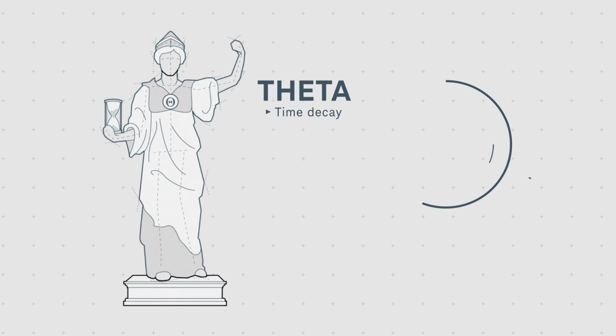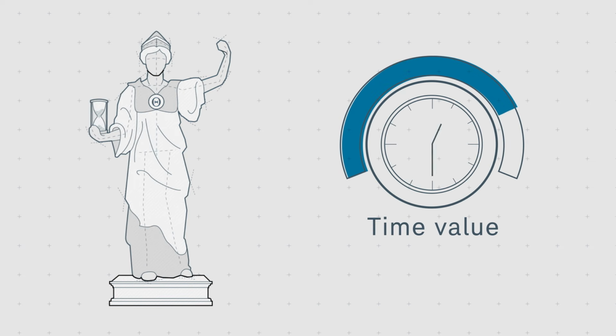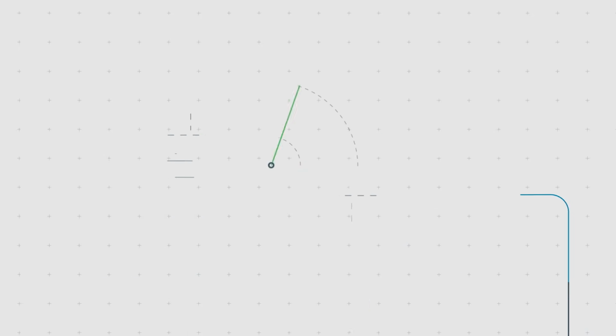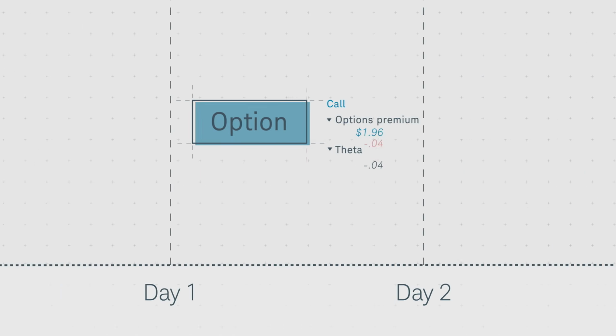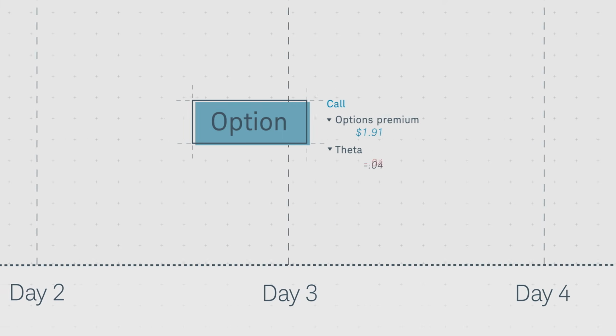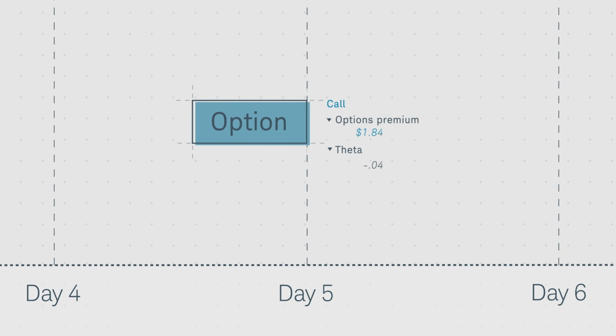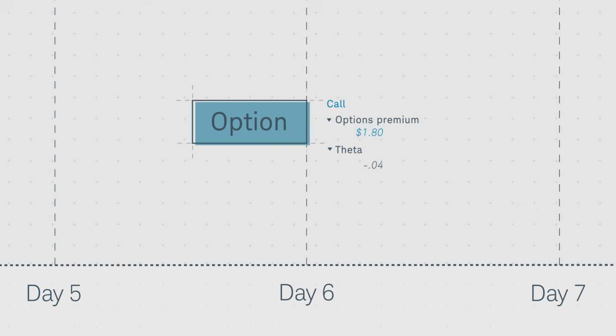Let's move on to theta, the Greek of time decay. Theta estimates how much value slips away from an option with each passing day. If an option has a theta of -4, it would be expected to lose 4 cents of value every day. Remember, time decay works against buyers and for sellers.